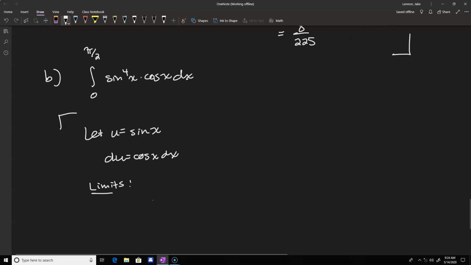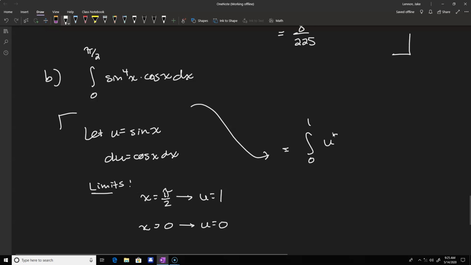So x equals pi over 2. That transitions to u is equal to the sine of pi over 2, which is 1. And then x equals 0. We know that the sine of 0 is 0. So our integral becomes the integral from 0 to 1 of u to the fourth, and du is already cosine x dx, so u to the fourth du. So we end up with u to the fifth over 5 from 0 to 1, and that just comes out to exactly 1/5. And that is all.